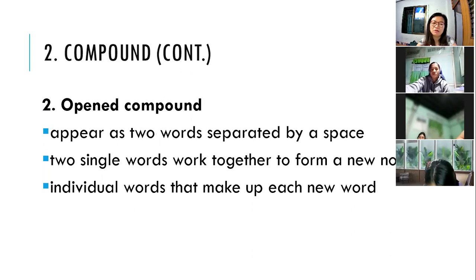Number 2, open compound. So what is an open compound? It appears separated by space. Two words separated by a space. Right? So here it appears as two words with a space, one meaning only. Two single words work together to form a new word. It makes a new noun. So we call it open.